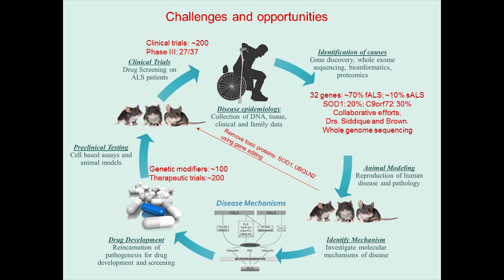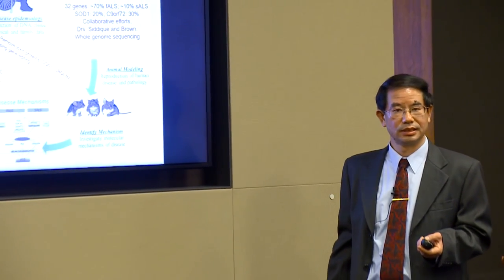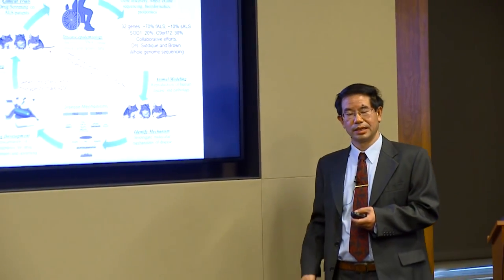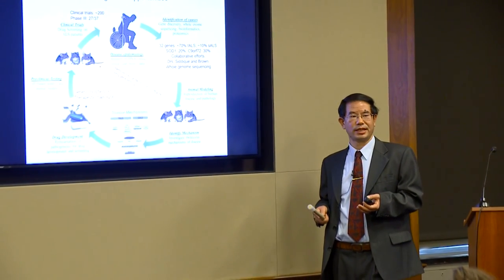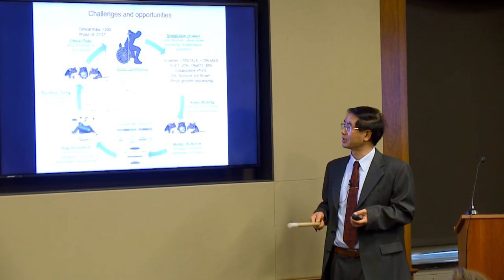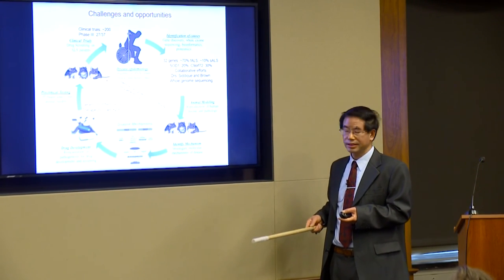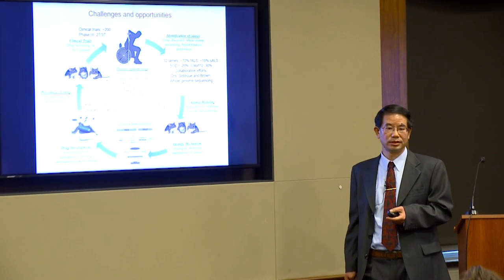But what are the challenges and opportunities we have? I will come back to this circle and find the disease gene, find the cause. So far, we found 32 genes that account for about 70% of the familial ALS and about 10% of the sporadic ALS. And this is a great effort from the scientists and the neurologists in the world.